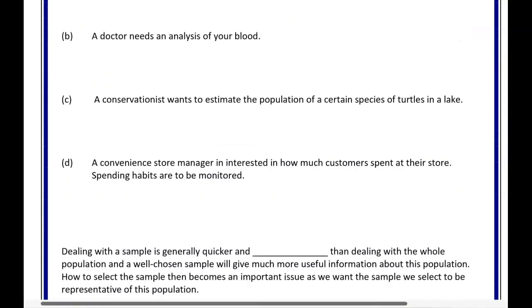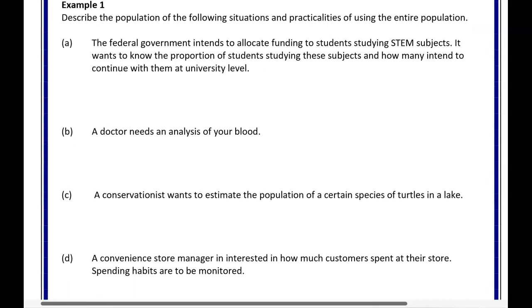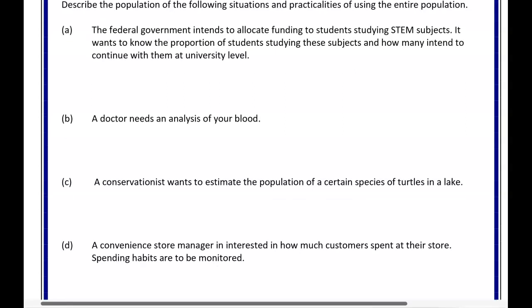So the first example here just gets us thinking about whether we in fact need to use the whole population, whether it's practical. Should we use it? Should we not? Is it practical? Can we use the entire population? Have a go and we'll go through. Federal government wants to allocate some funding for those studying STEM and continuing on at university. Sample or population relevant here?